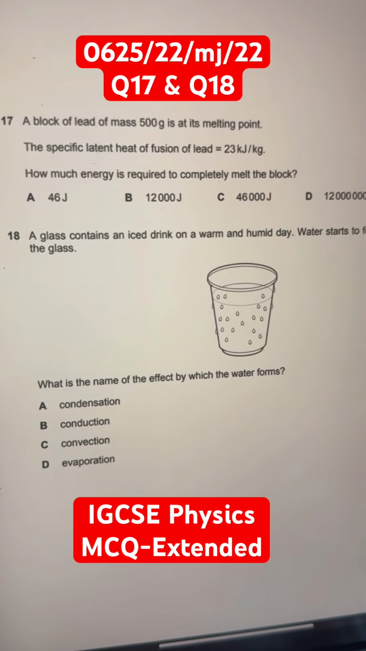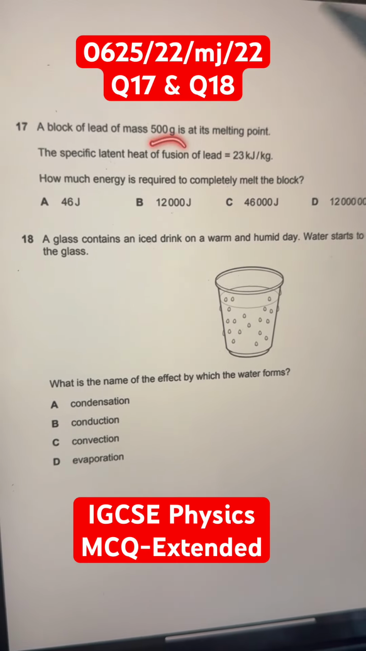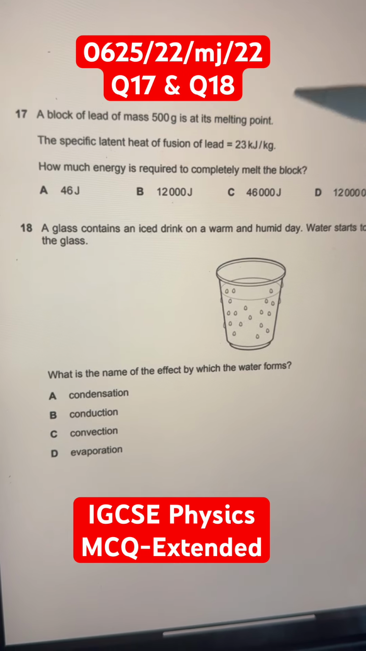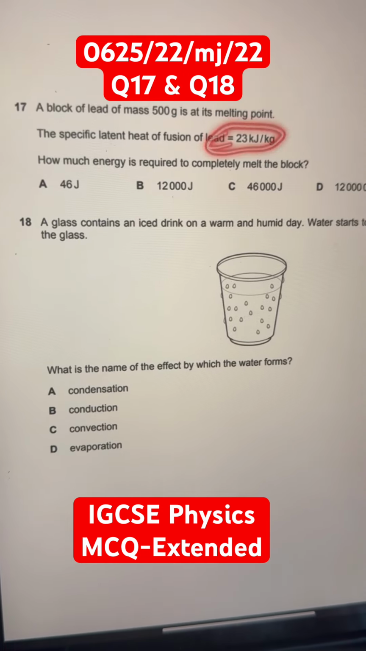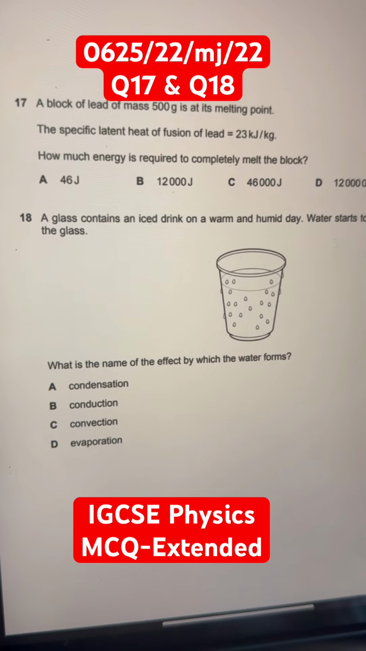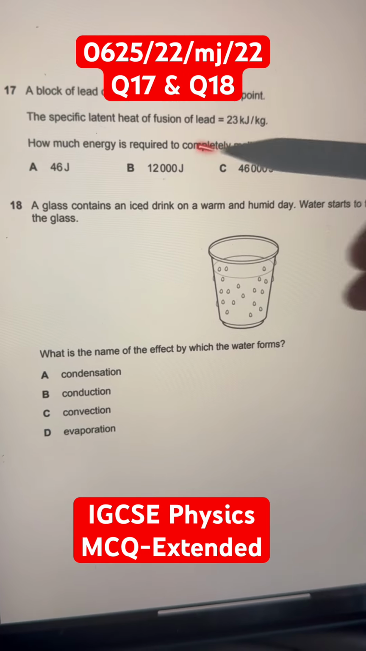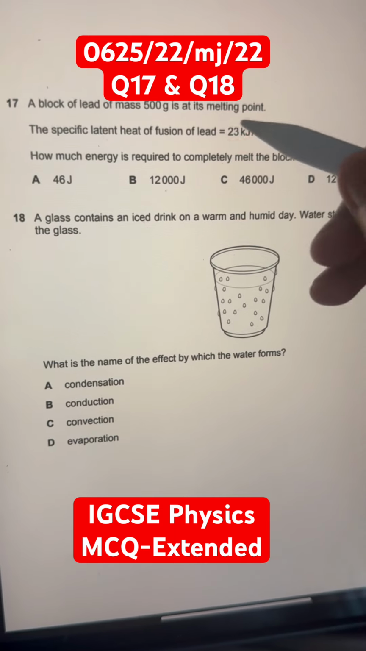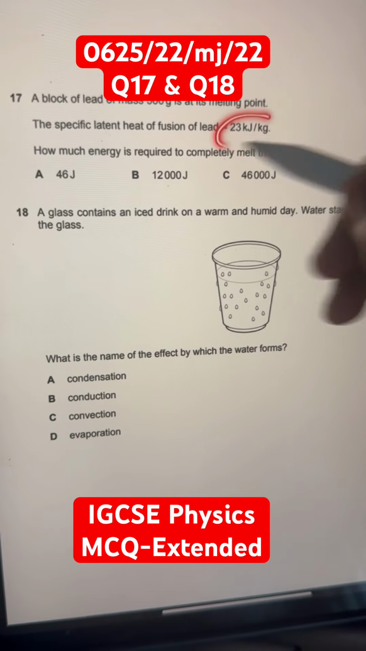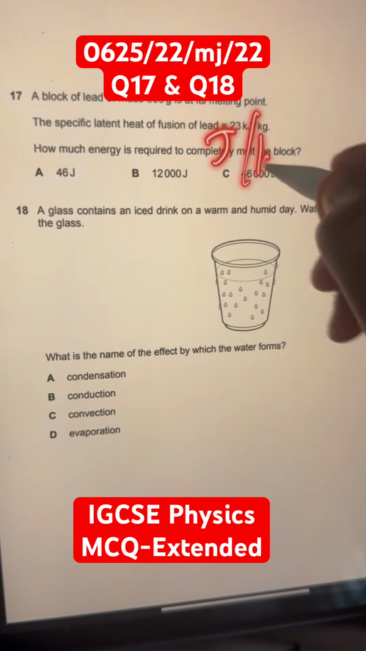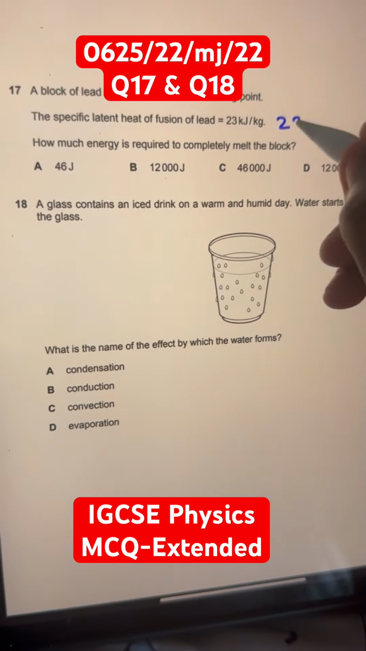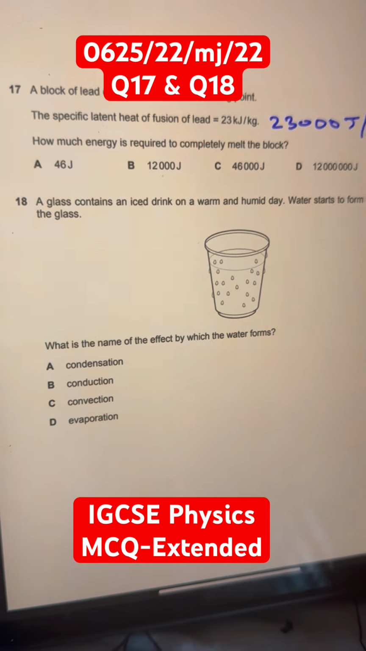Question 17. A block of lead of mass 500 grams is at its melting point. The specific latent heat of fusion of lead is 23 kilojoules per kilogram. How much energy is required to completely melt the block? We can see that this is in kilojoules per kilogram. So let's first change this to SI units, which is joules per kilogram. So this will become just multiplied by 1000, so 23,000 joules per kilogram.